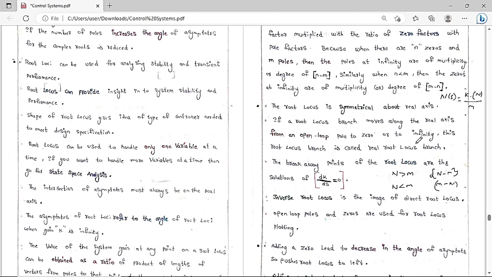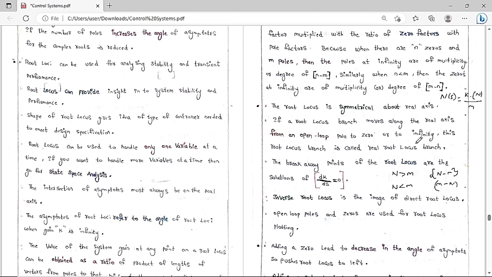I already told you the root locus branch always starts from open loop poles and ends at the open loop zeros. The breakaway points of the root locus are the solutions of dK/ds equal to 0. It means first get the characteristic equation 1 + G(s)H(s) equal to 0, and try to get K in terms of s.